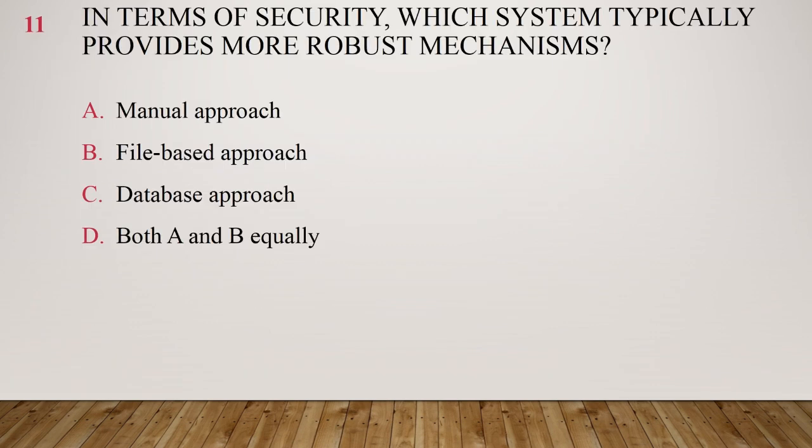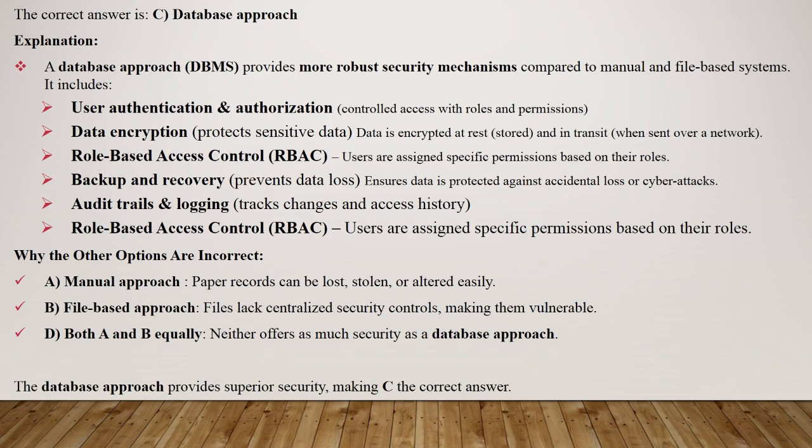Question number 11. In terms of security, which system typically provides more robust mechanisms? A, manual approach. B, file-based approach. C, database approach. D, both A and B equally. The correct answer is the database approach. The database approach provides more robust security mechanisms compared to the file-based approach.